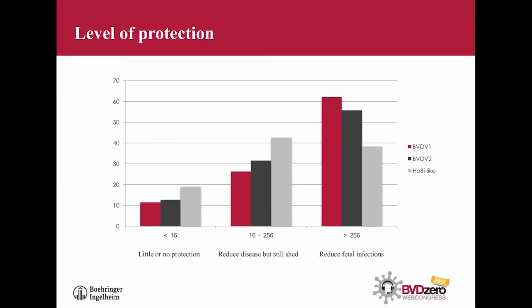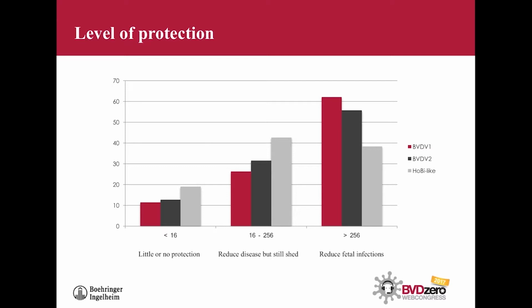But we also have to look at the level of protection in the United States. So looking at these 1,972 samples, we saw different levels of protection for the different viral species. You can see that about 10% had little or no protection against BVD1 or BVD2, but when you look at Hobi-like viruses, almost 20% of the animals were not protected against Hobi-like viruses. And that's having a titer of 0 to 16. We know that to protect against acute disease, you have to have a titer somewhere between 16 and 256. And a lot of the animals fell into that range.